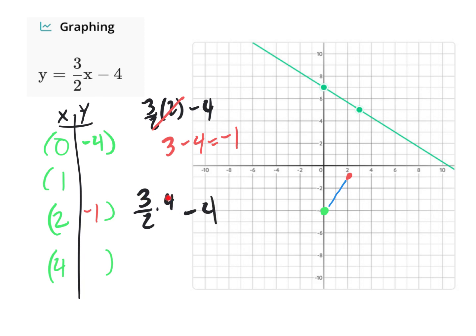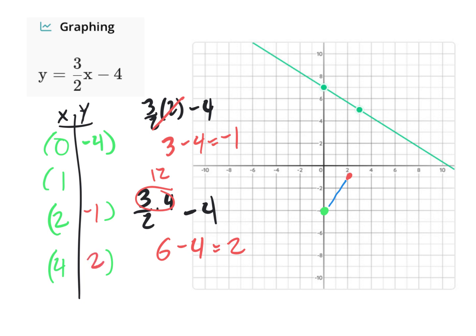And of course, you could multiply first. 3 times 4 is 12. Divided by 2 is 6. Or you could divide first. 4 divided by 2, that's 2. And 3 times 2 is still 6. It's totally up to you, right? So if you did want to multiply first, go ahead. 3 times 4 is 12. And 12 divided by 2 is 6. And 6 take away 4 is 2. So when I plug in a 4, I get out a 2.